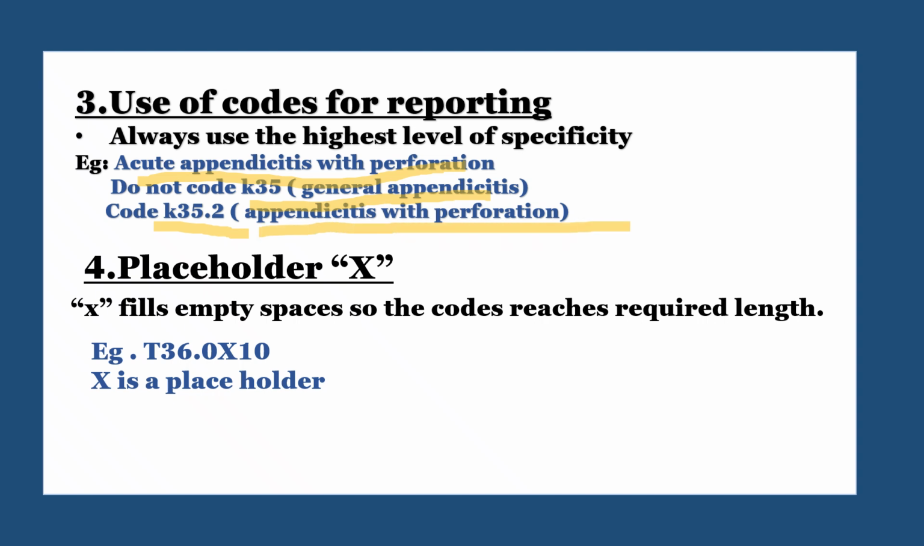Next, the placeholder. The placeholder is indicated as X. The X fills the empty spaces so the code reaches the required length of 7 characters. For example, T36.0X1A. Here the fifth character is a placeholder. The placeholder is used to ensure the code is valid and complete.